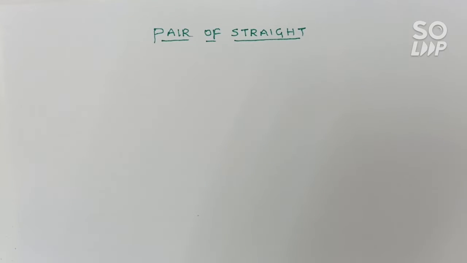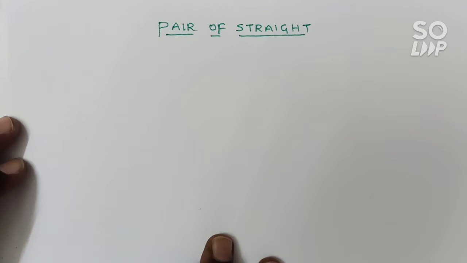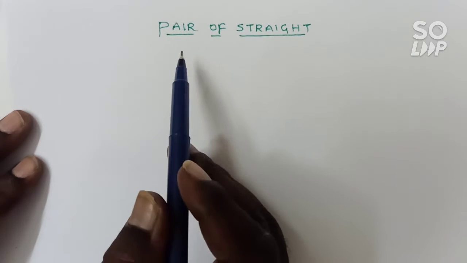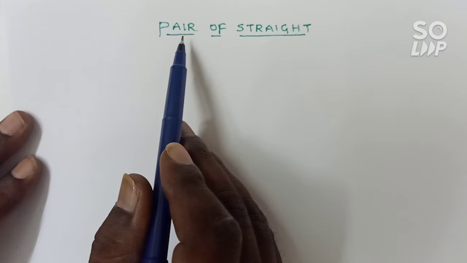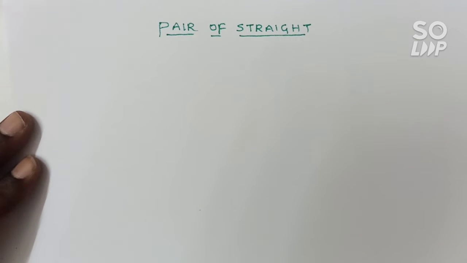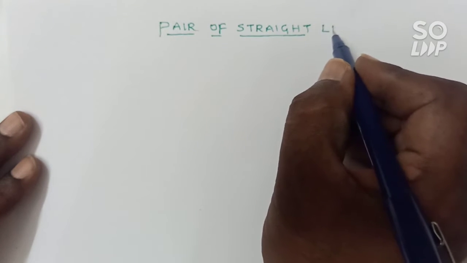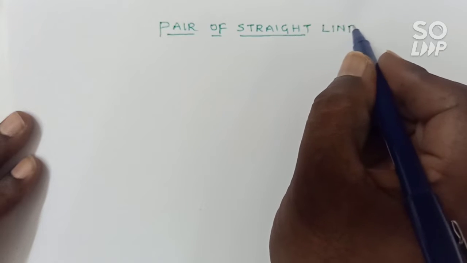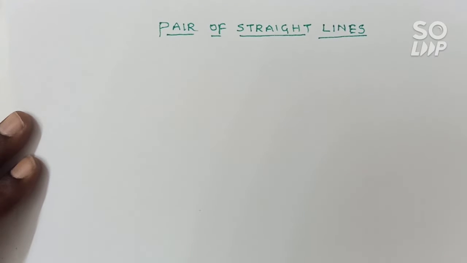Okay guys, in this video we are going to discuss the new chapter, pair of straight lines. Pair means two straight lines. Pair of straight lines means that they represent the two lines. See, look at this one.